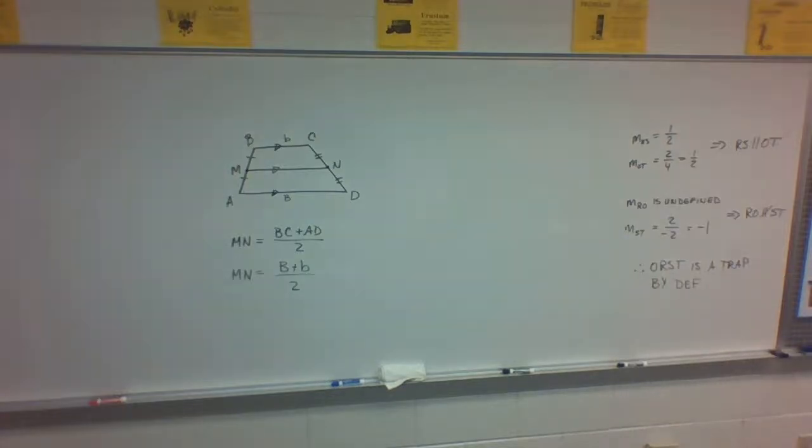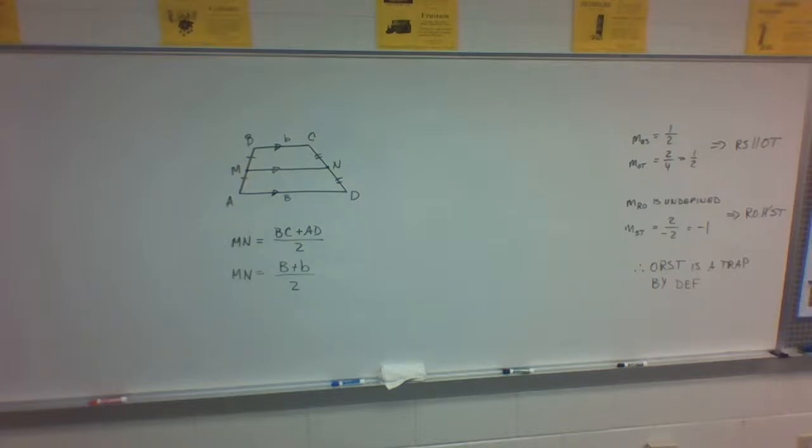Okay, so if that's true, then how long is MN? How long is MN? 20. How do you know? 28 and 12 is 40, divided by 2 is 20. Okay, moving on.